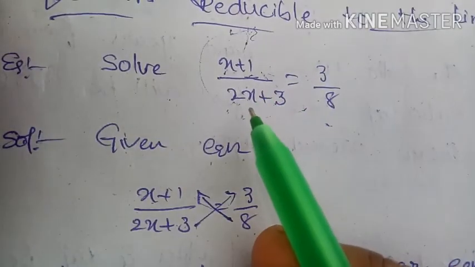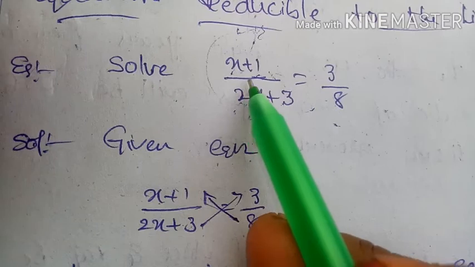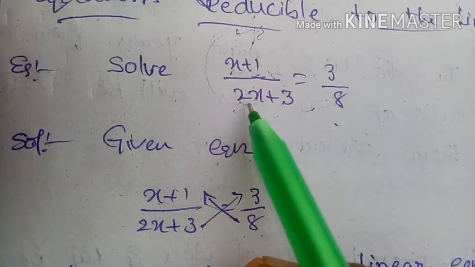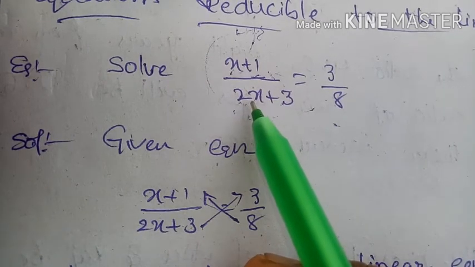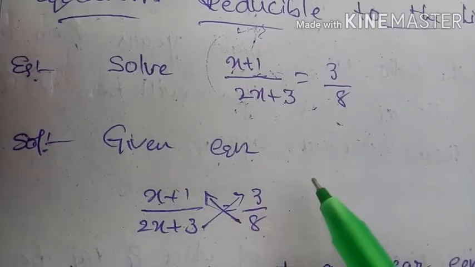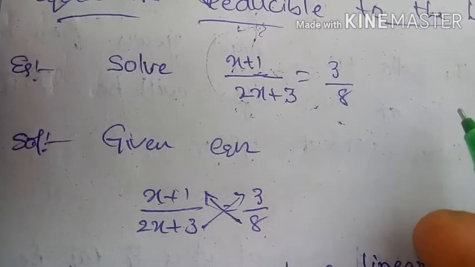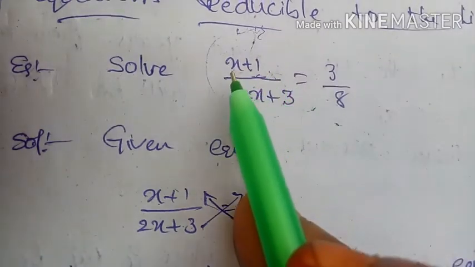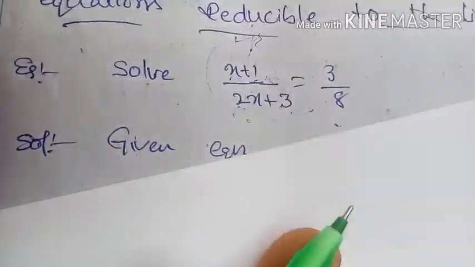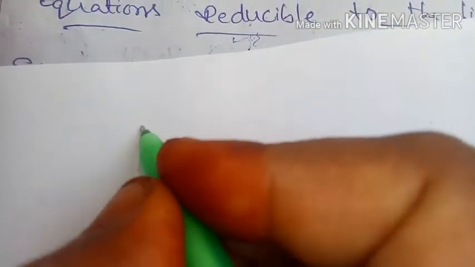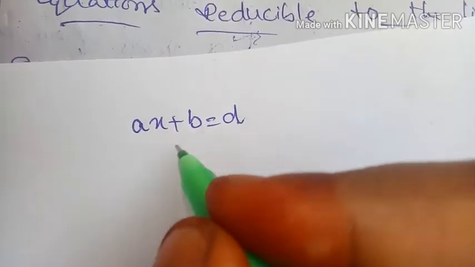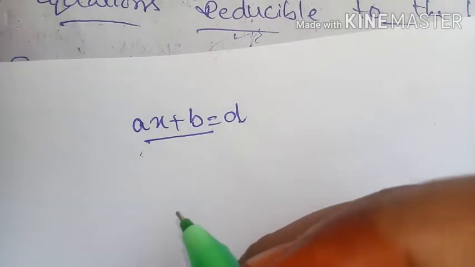Here the numerator and denominator both have linear expressions. First of all, what is the general form of a linear expression? That is simply ax plus b. Ax plus b equal to 0, or equal to d, whatever, that is the equation. But here it is ax plus b, and here also ax plus b. We know that only ax plus b equal to d is a linear equation. So this is a linear expression.